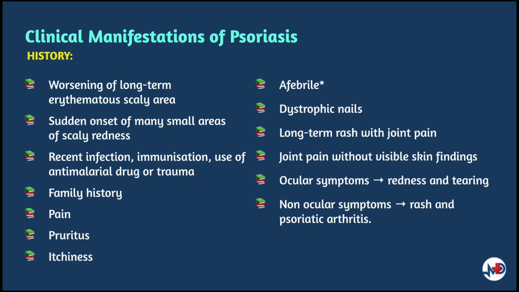Do bear in mind that the skin almost always is affected before the eyes. The most common ocular symptoms are redness and tearing due to conjunctivitis and blepharitis, and the non-ocular symptoms are related to rash and psoriatic arthritis. The rash can become uncomfortable or even painful, and psoriatic arthritis can cause stiffness, pain, throbbing, swelling, or tenderness of the joints.